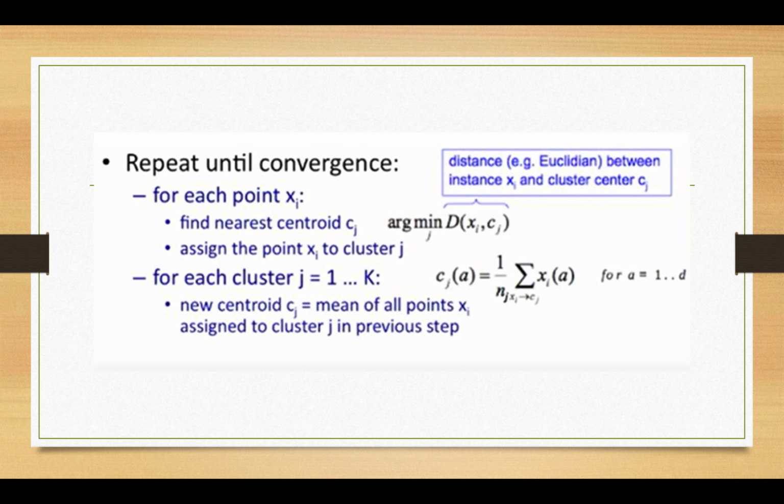For each point we find the nearest centroid. We use the Euclidean distance to find the nearest point. Once we find the nearest points, we assign these points to the nearest cluster centroid. After doing that, for each cluster we find the new centroid. That means the mean of all points assigned to the cluster J in previous steps.